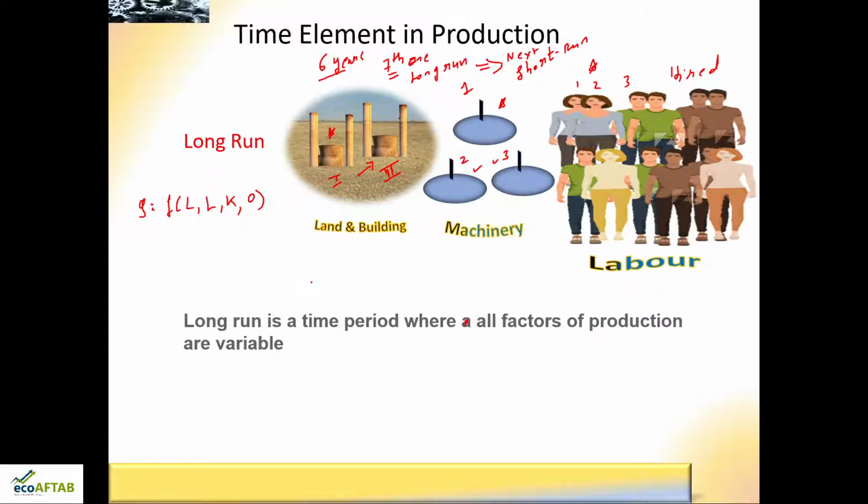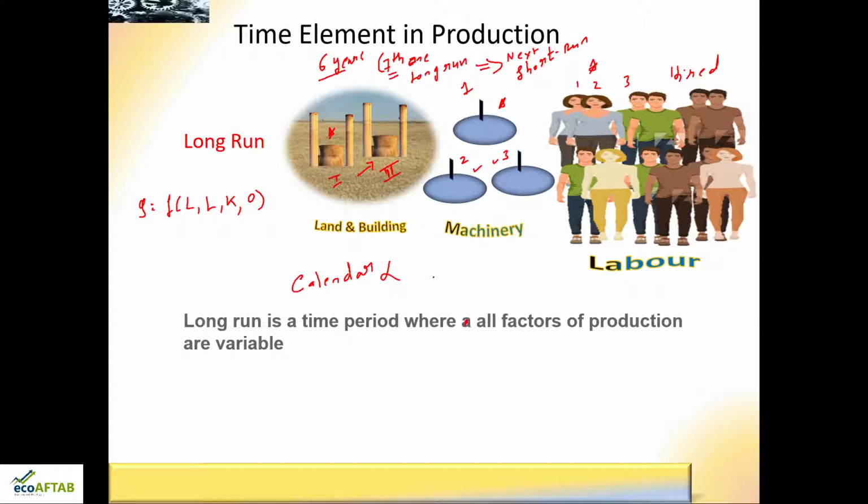So what is long run? Long run is a time period where all factors of production are variable. So this time period where we are expanding the business from one plant to second plant, from one machinery to 3 machinery, hiring more labor, is what is called as long run, and it has nothing to do with calendar. Remember, clock and calendar doesn't play any role when we speak about time element in production.